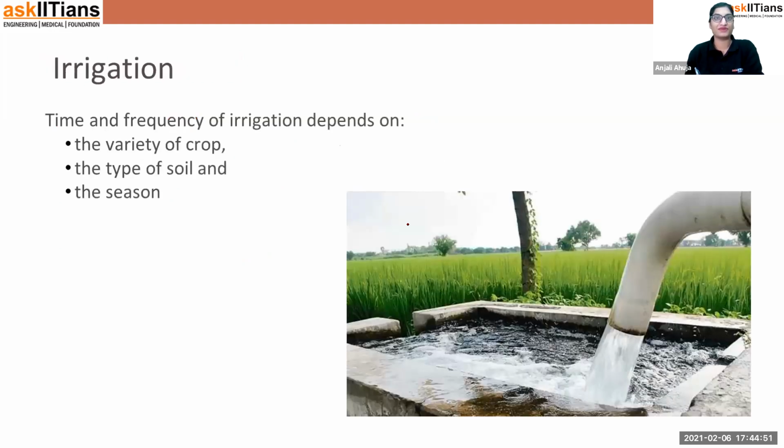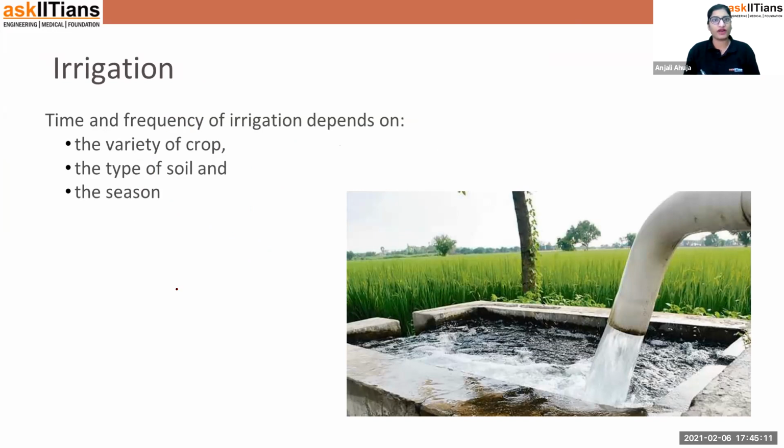So the first thing I was saying is irrigation. You know, guys, irrigation is just giving water to the plant. How to water the plant? We should give water to the plant in a proper way. There are different methods that we have to follow. Let's learn that first.